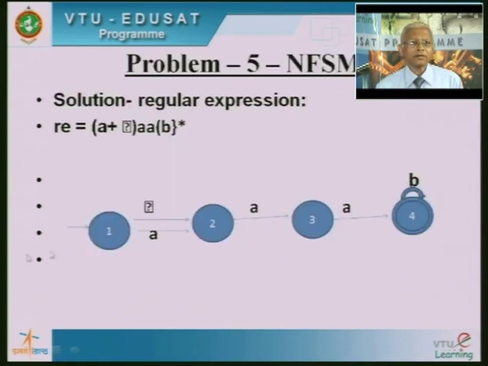The next thing will be looking like this. The solution for this: the first one can be A or epsilon, followed by two A's, and then 0, 1 or more B's. B's are not compulsory, B's can be 0. So, this is the non-deterministic finite state machine for the regular expression here.